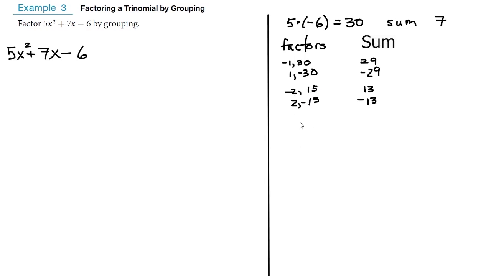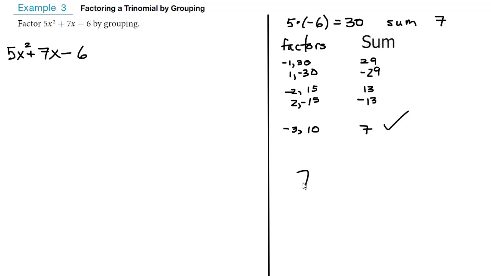What about 3 and 10? So if I had minus 3 and positive 10, they are going to sum up to positive 7, and that's the one.